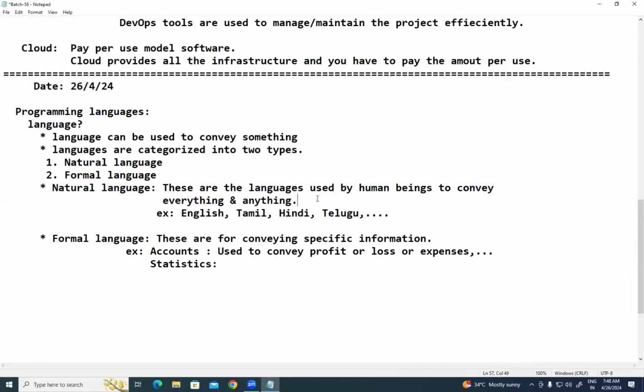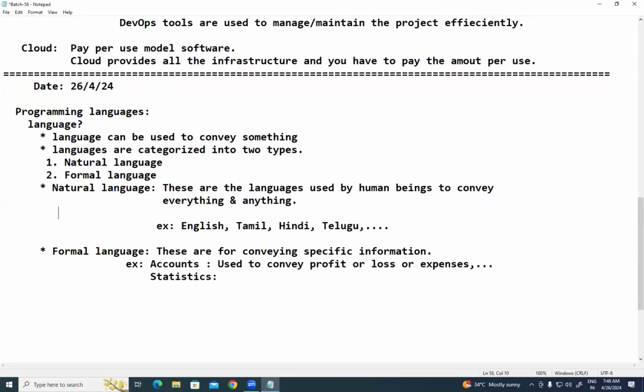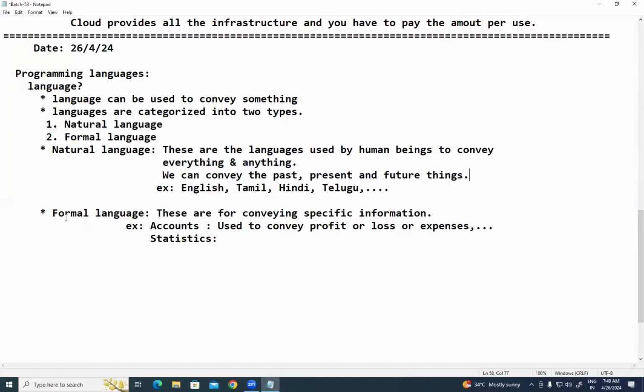Am I clear so far? Tell me guys, using natural language, what can we convey? The past things, present things, and future things. Very good. Able to follow me? This comes under which language? Natural language.